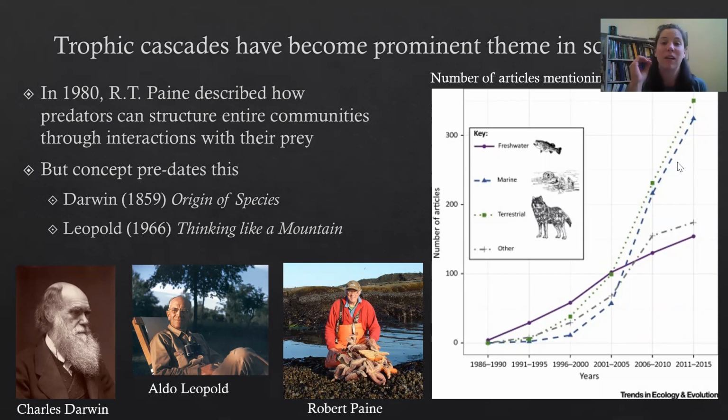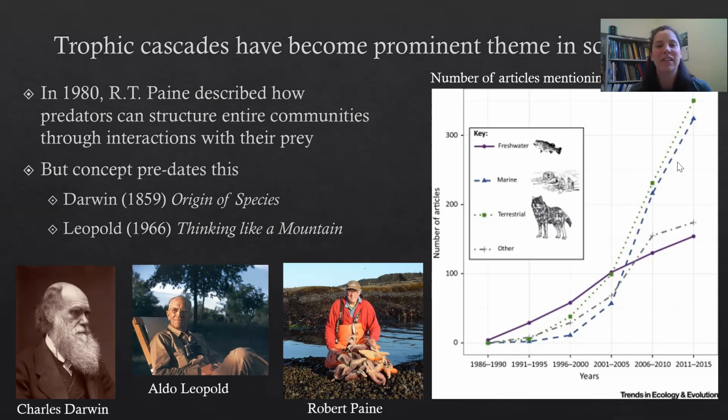And trophic cascades have become a really important concept in science. You can tell this by looking at this figure, with the number of articles on the x-axis and the years on the y-axis. You can see that starting in about 2000, there were over 50 articles produced each year on freshwater trophic cascades. And that number has just exponentially increased, right? We can see that on terrestrial ecosystems, those green dotted lines. In 2014, there were over 350 articles in one year talking about trophic cascades.